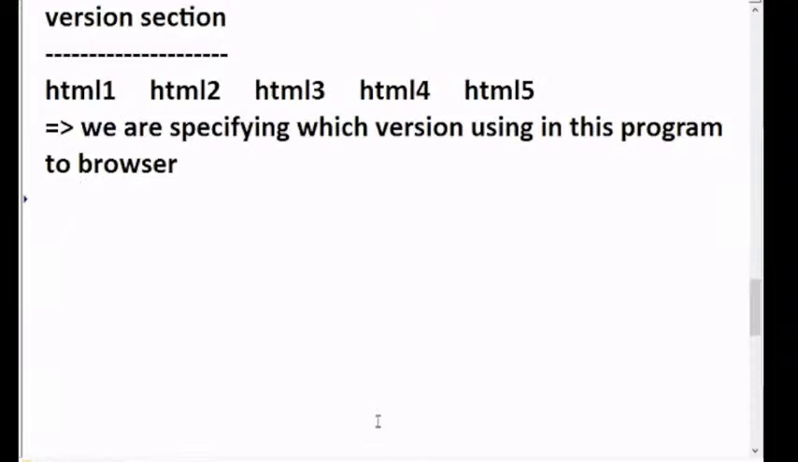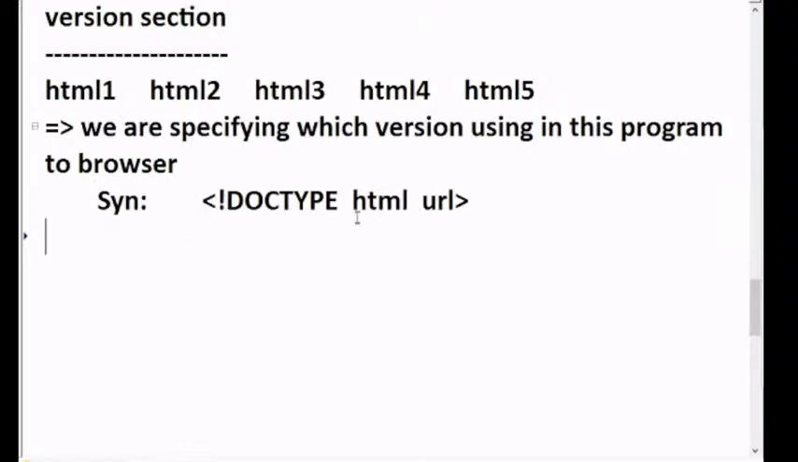So how do we write that version specification? This is the syntax. Angle bracket, exclamation, DOCTYPE. After that, one space, HTML. After that, one space, URL. Where is the version, sir? This URL is called the version.